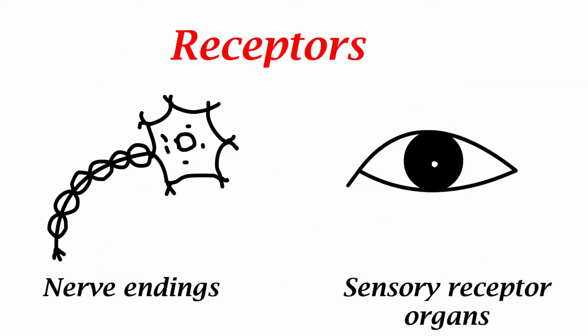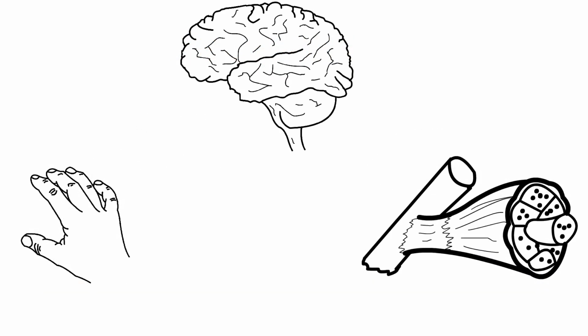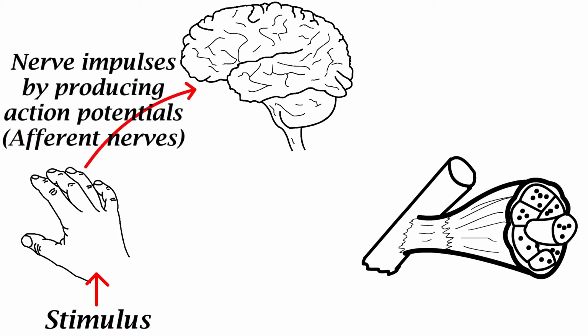There are various receptors throughout the body. It can be either a nerve ending or a sensory receptor organ. An external or internal change is known as the stimulus. It produces impulses in sensory nerves by producing action potentials. It's conducted by the sensory nerves, which are known as the afferent nerves. The impulses are transmitted to the CNS.